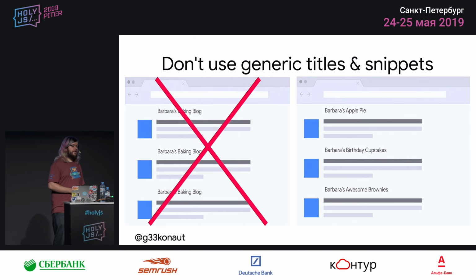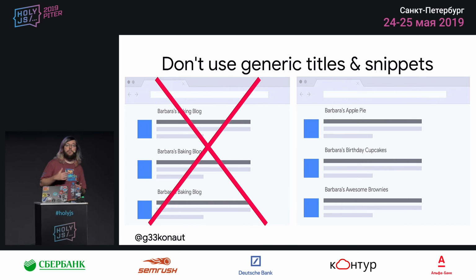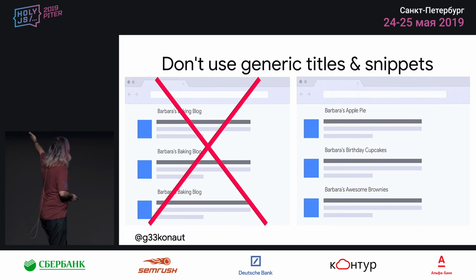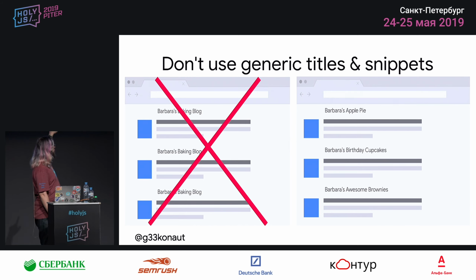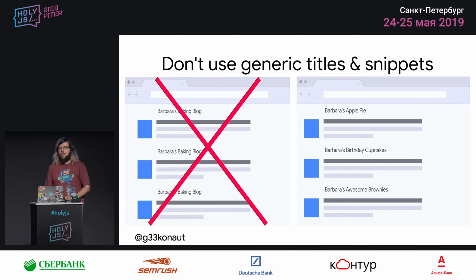Also, you want to make sure that users are seeing your page in the best possible light, right? So if I'm looking for an apple pie recipe, and all I get is Barbara's baking blog 20 times, I'm like, but which one is the recipe? We also have these snippet descriptions. These are called meta descriptions or snippets, as we call them sometimes. And you can give them per page. And then I know, okay, so cupcakes, I don't care. Brownies, I don't care. Apple pie, that's the thing. That's the one that I care about.